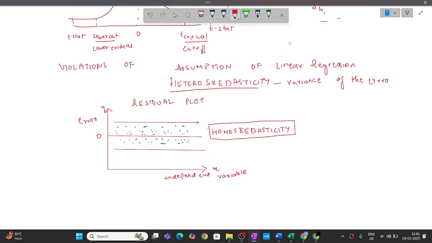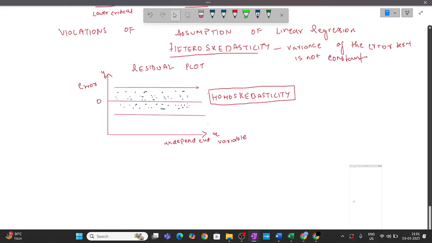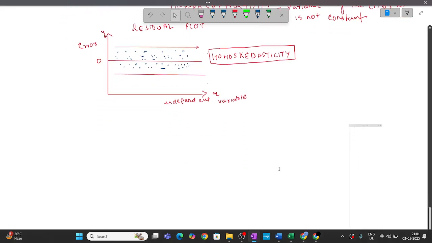So heteroscedasticity, the variance of the error term is not constant, right? Okay, now heteroscedasticity can be of two types, guys. Heteroscedasticity can be of two types.